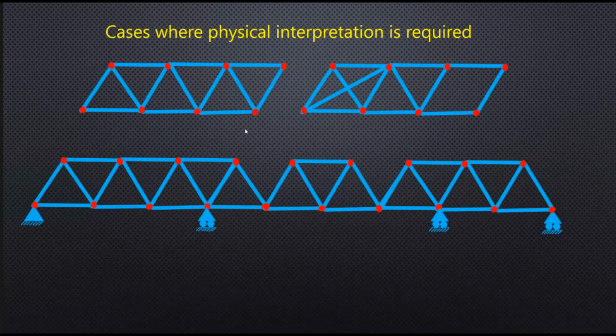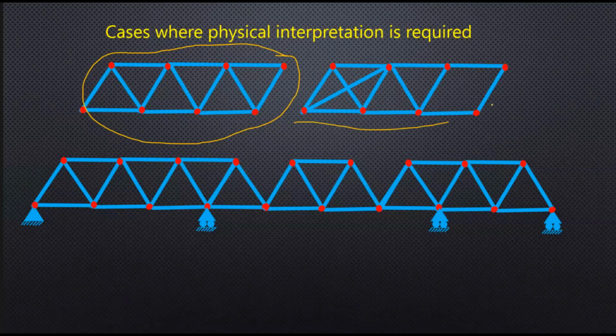Okay, look at the first one. Please look at this one, right? Does this follow my rule m is equal to 2j minus 3? Of course, yes. 1, 2, 3, 4, 5, 6, 7, 8, 16 minus 3, 13. So 1, 2, 3, 4, 5, 6, 7, 8, 9, 10, 11, 12, 13. Beautiful. It satisfies us. How about this?